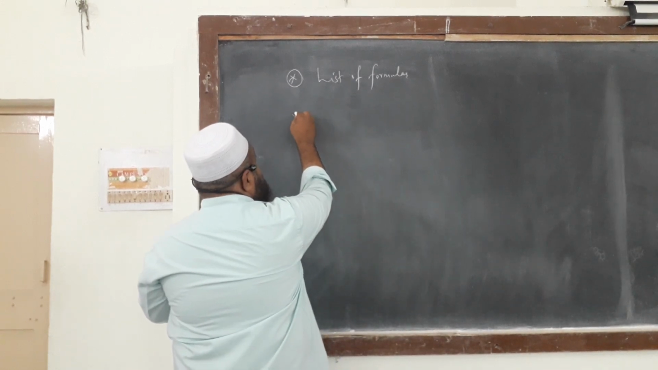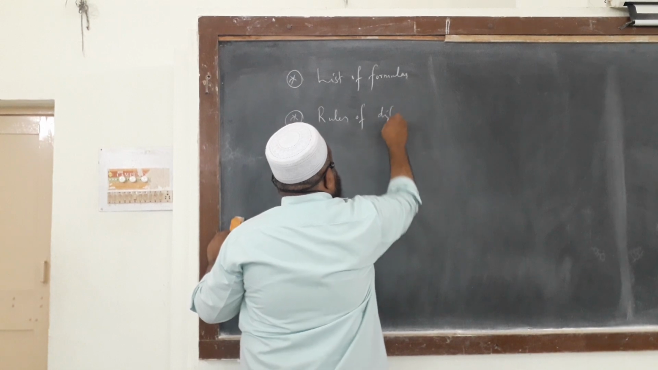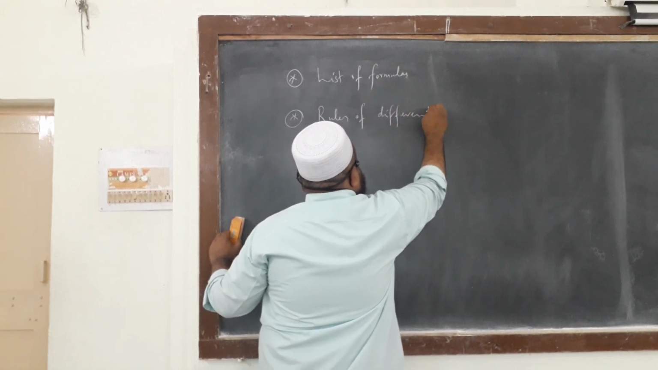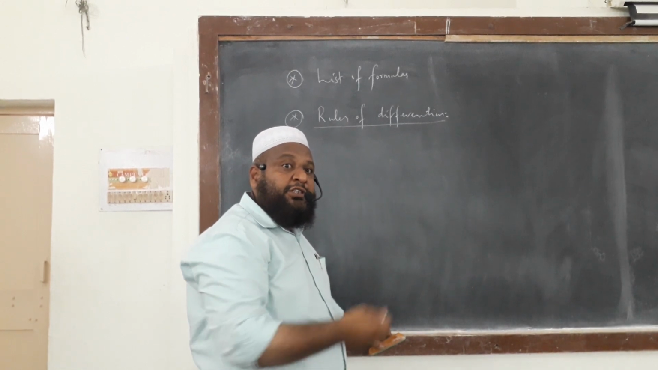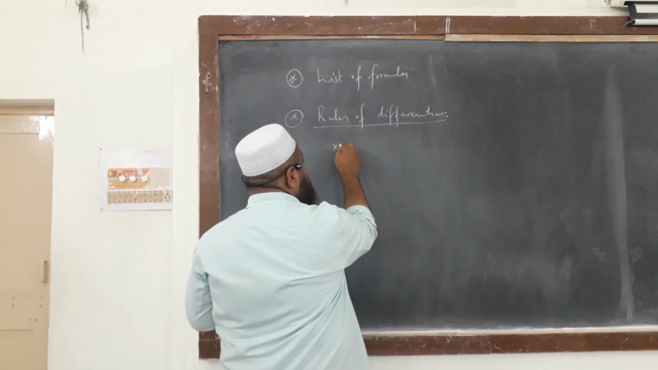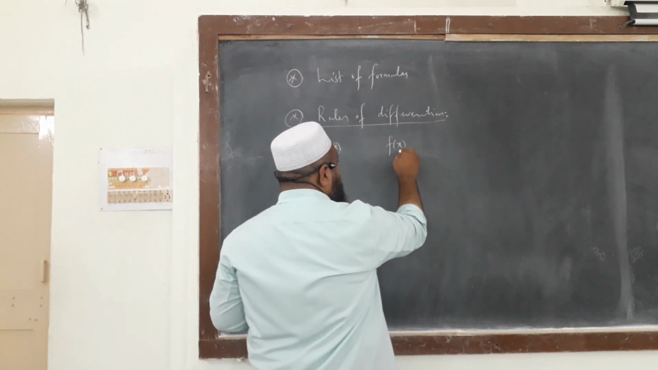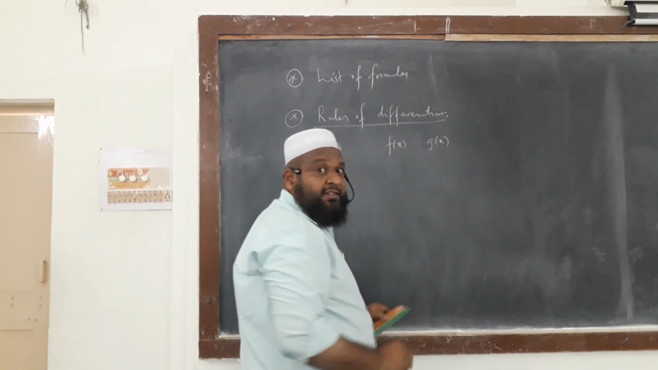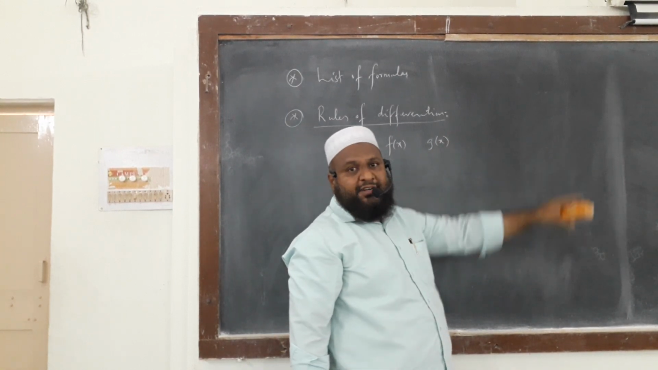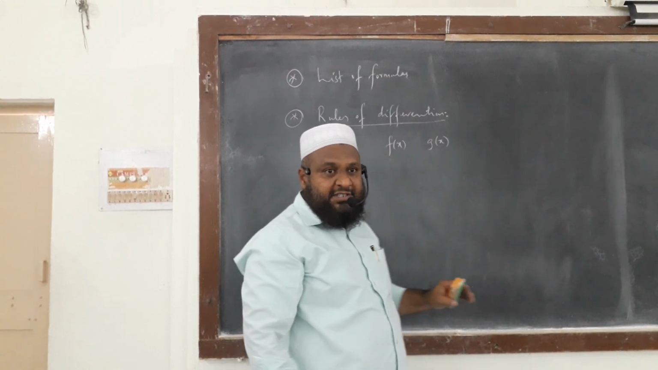And the second thing is rules of differentiation. In these rules of differentiation, the first one among them is this: if f of x is one function of x and g of x is another function of x, we can also write any number of functions, but explaining only for 2, that can be extended for any number of functions.